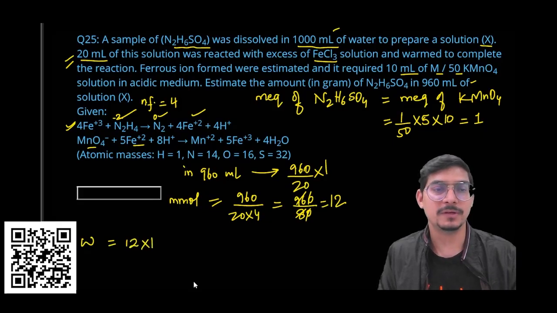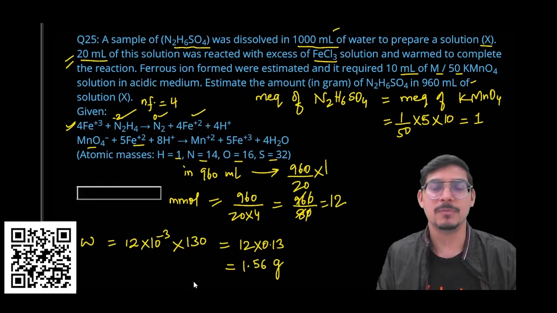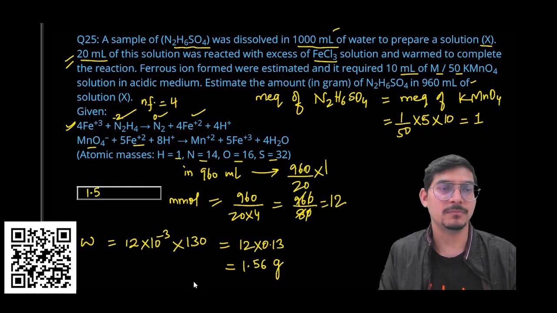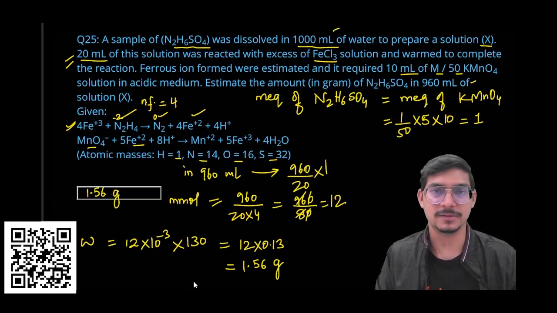Number of moles is 12 multiplied by 10 raised to the power minus 3 mole, and the molar mass of N2H6SO4 you can calculate using the atomic masses given here. It comes out to be 130 gram per mole. So this mass is 12 multiplied by 0.13. So this comes out to be 1.56 gram. So the amount of N2H6SO4 in 960 ml of solution is 1.56 gram. That is the correct answer to this question.